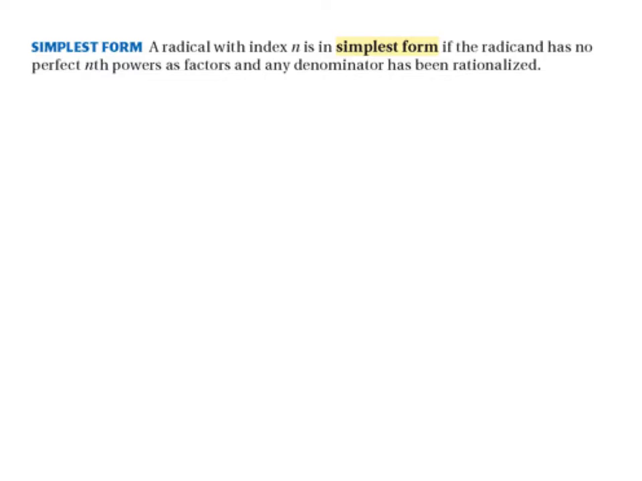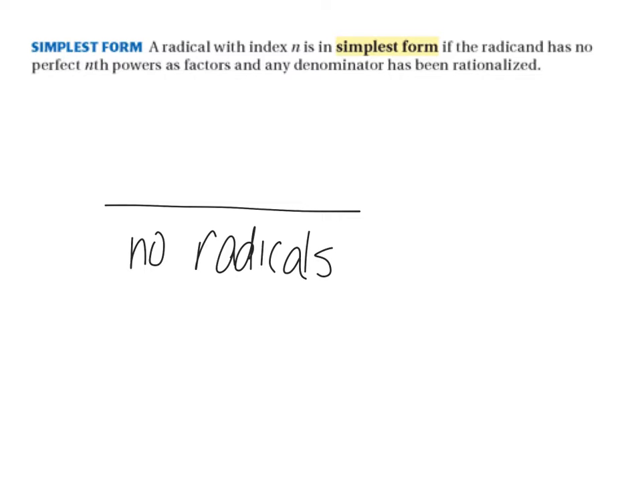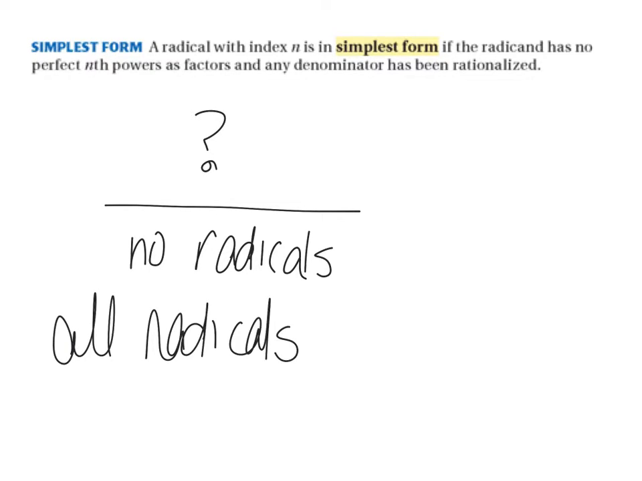That was a nice example 3. Moving on to example 4, simplest form. A radical with index n is in simplest form if the radicand has no perfect nth powers as factors and any denominator has been rationalized. That means if I have a fraction, I can have no radicals in the denominator. And all radicals have to be as simplified as possible.